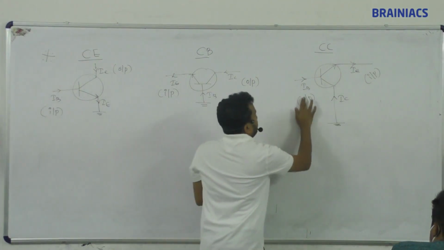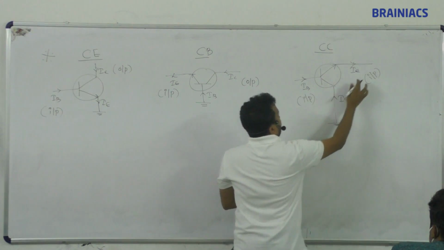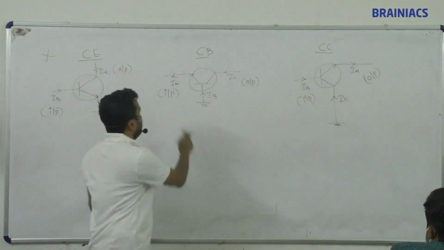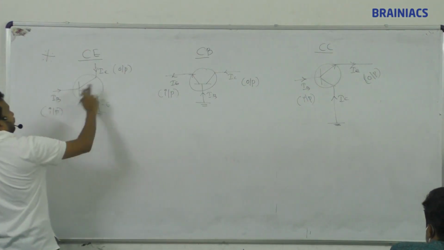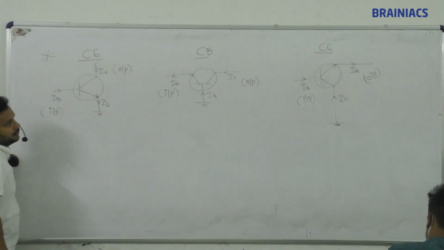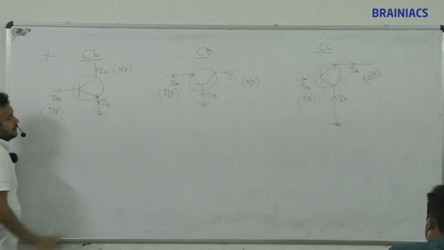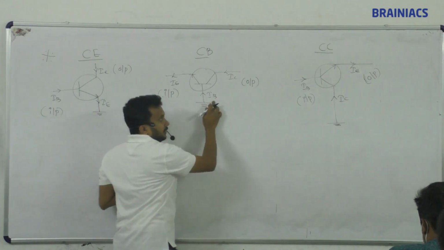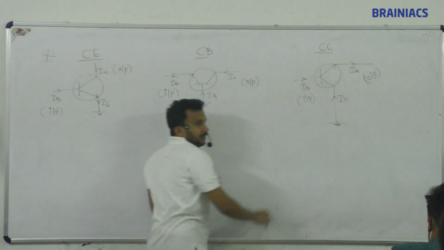One second, I wrongly marked input as output, sorry. Left side is always input, right side is output. IB is input, IE is the output, collector is grounded. Common emitter means emitter grounded, common base means base grounded, common collector means collector grounded.